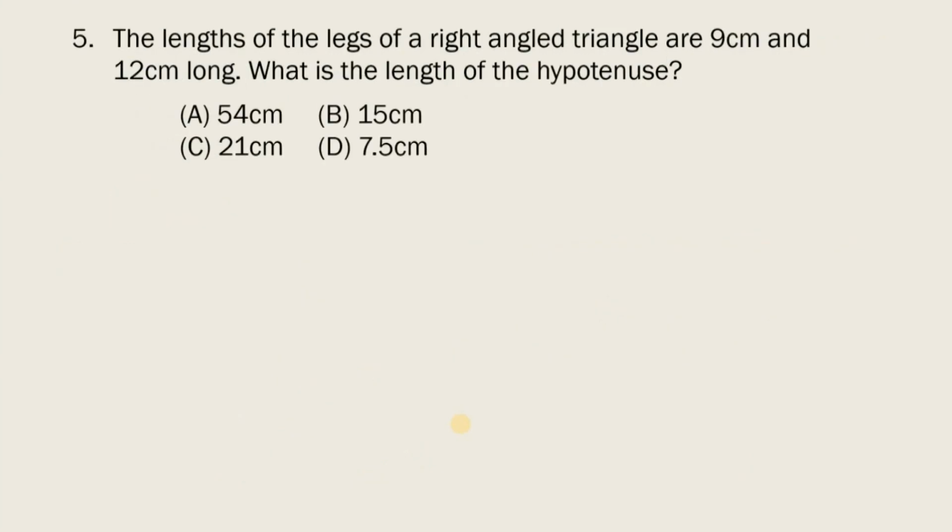Question 5. The lengths of the legs of a right-angled triangle are 9 cm and 12 cm long. What is the length of the hypotenuse? Pause the video whilst you decide.